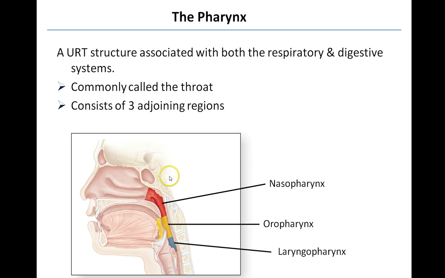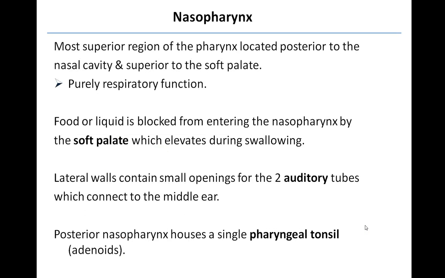Nasopharynx is the most superior one, starts posterior to the nasal cavity. Oropharynx is inferior to that, it's posterior to the oral cavity, and the laryngopharynx is the most inferior region of the pharynx, and it is posterior to the larynx. I'll briefly look at these regions now.